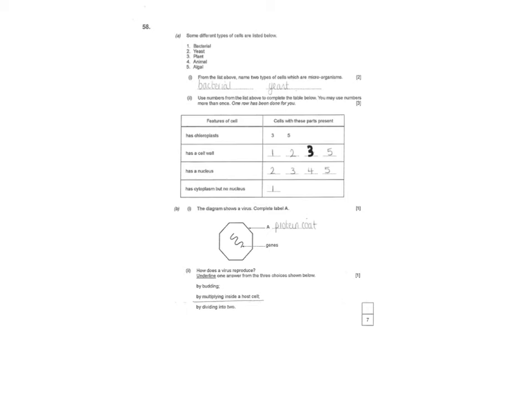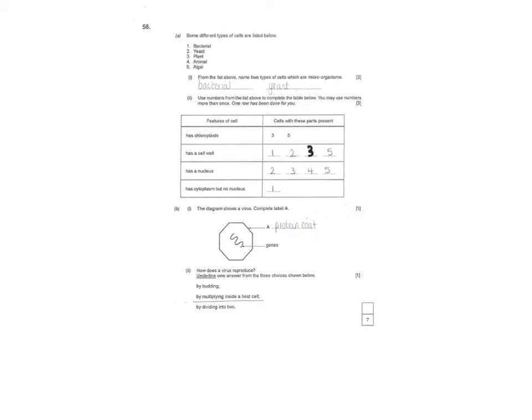Animal cells don't have a cell wall. Has a nucleus, so 2, 3, 4 and 5. Bacterial cells don't have a nucleus, they have a plasmid. Has cytoplasm but no nucleus, which is our bacterial cell. The diagram shows a virus. Complete label A is our protein coat.